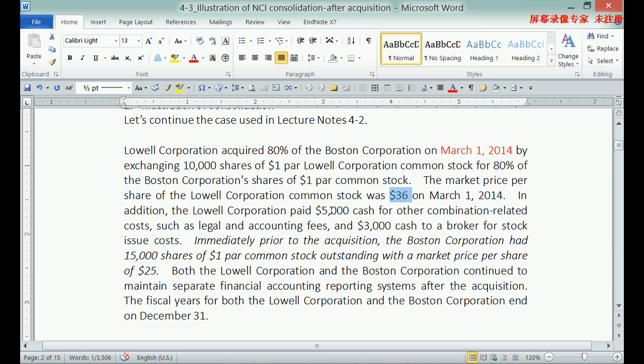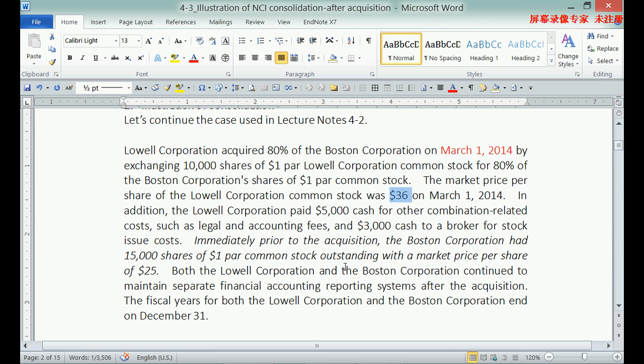In addition, Lowell paid $5,000 cash for combination costs such as legal and accounting that would be expensed right away, and $3,000 cash to a broker for stock issuance cost. So this $3,000 would reduce the $35 multiplied by 10,000, which is additional paid-in, by $3,000.